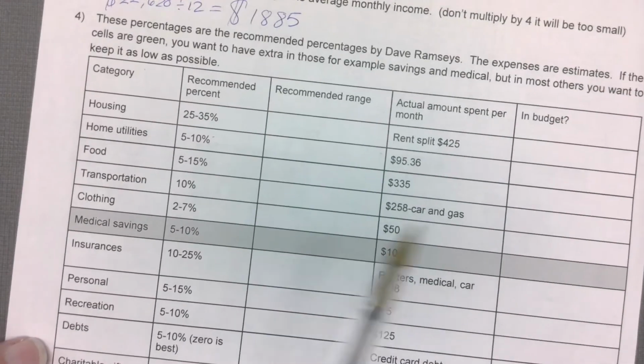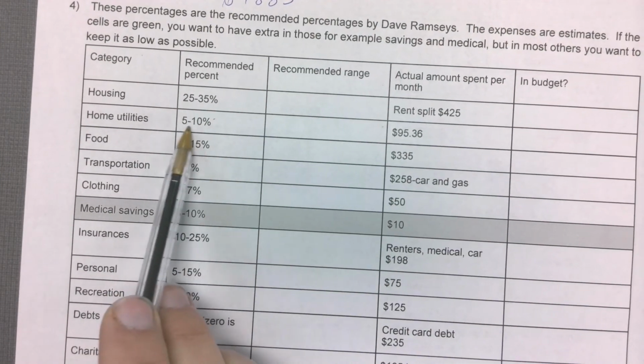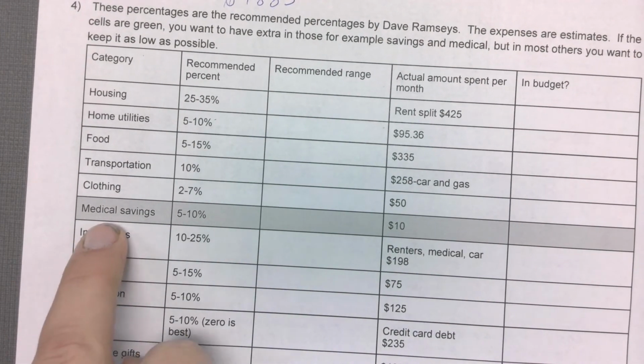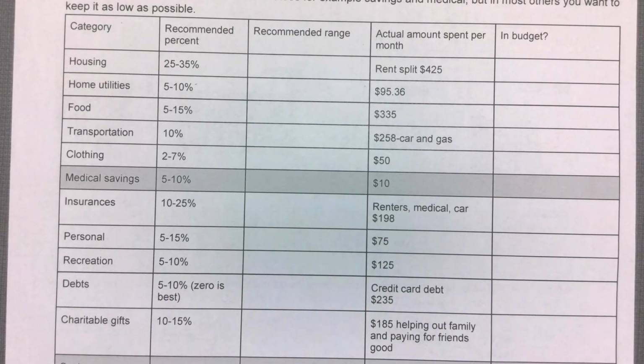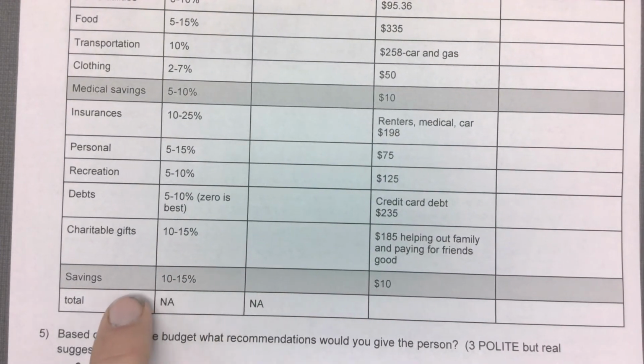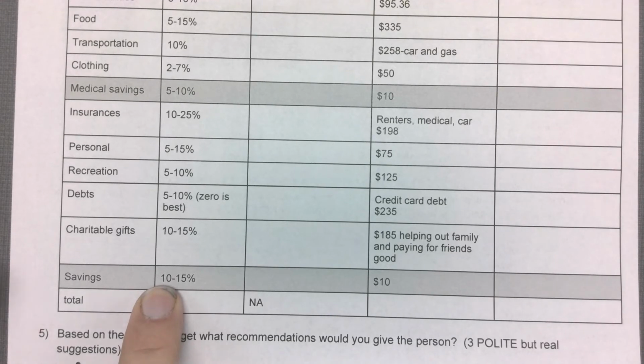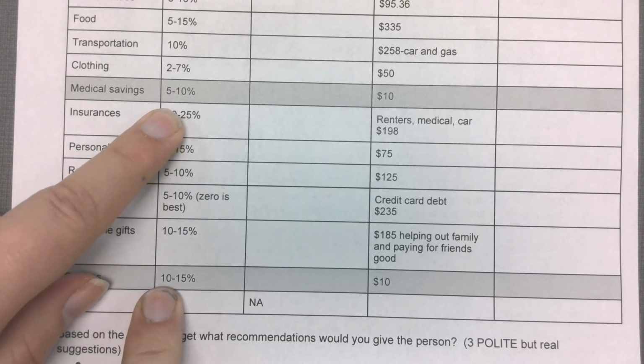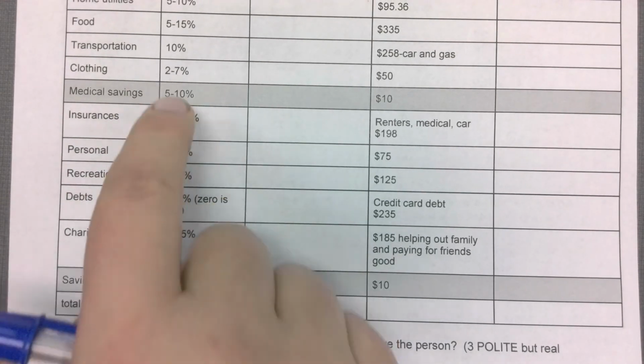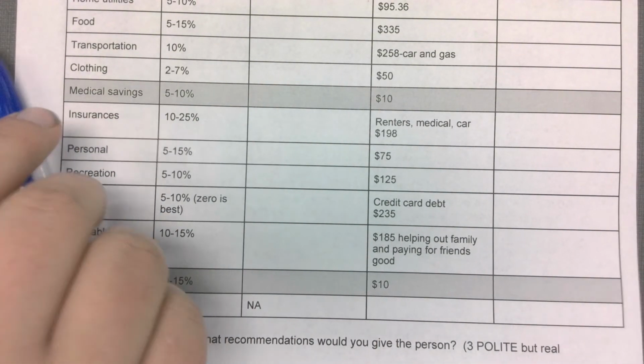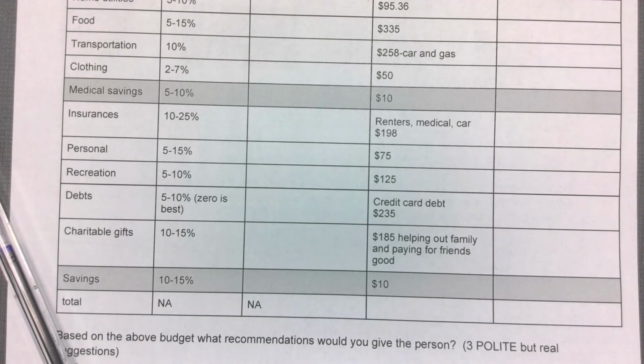So now what we got to do, there's a range that they recommend you're in for everything. These highlighted ones, you actually want to have at least this much set aside for these things. Everything else you want as close to 0 as possible. But if you're not setting some stuff aside for this, that's a problem. So I'll give you a minute.